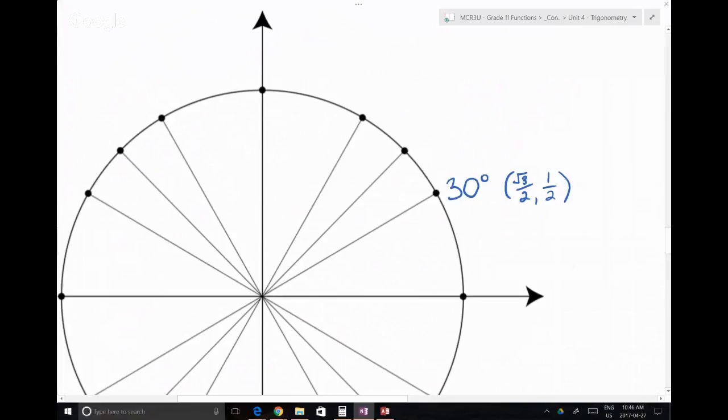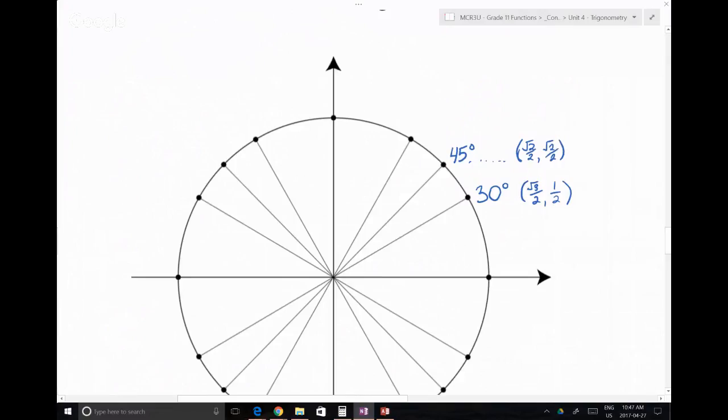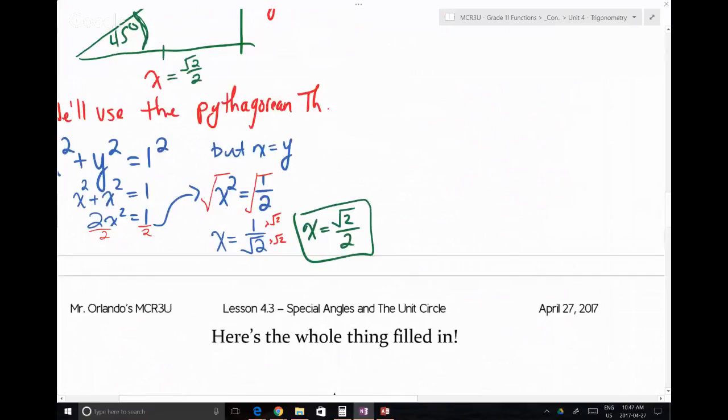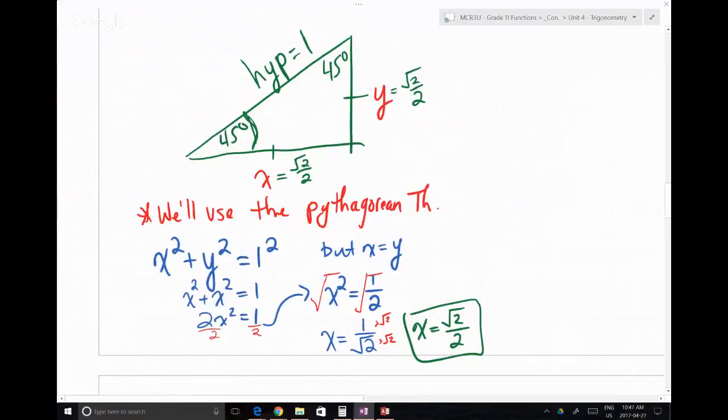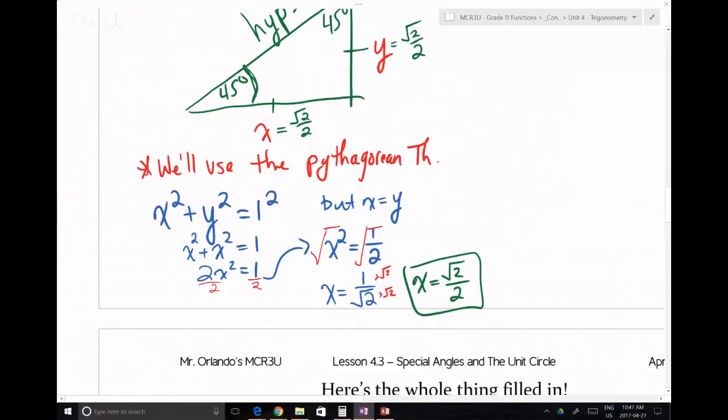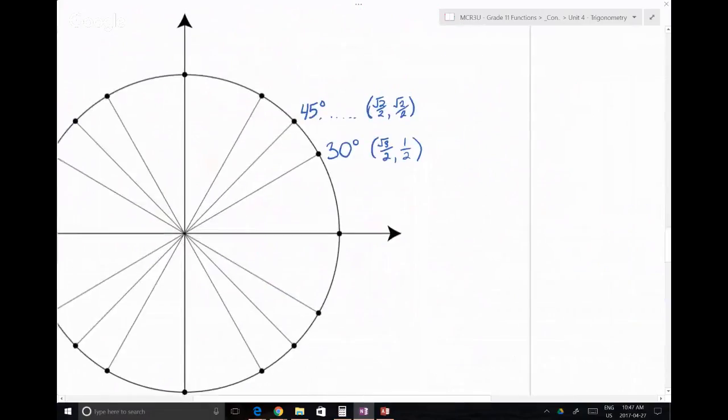If we go to 45 degrees, we get coordinates, and perhaps I'll line them up actually, like this, of root 2 over 2 on the x and root 2 over 2 on the y. We just solved that. So I just showed you how to solve that particular one here. When the angles are 45 and 45, the sides are equal to one another. So a simple Pythagorean theorem gives us that.